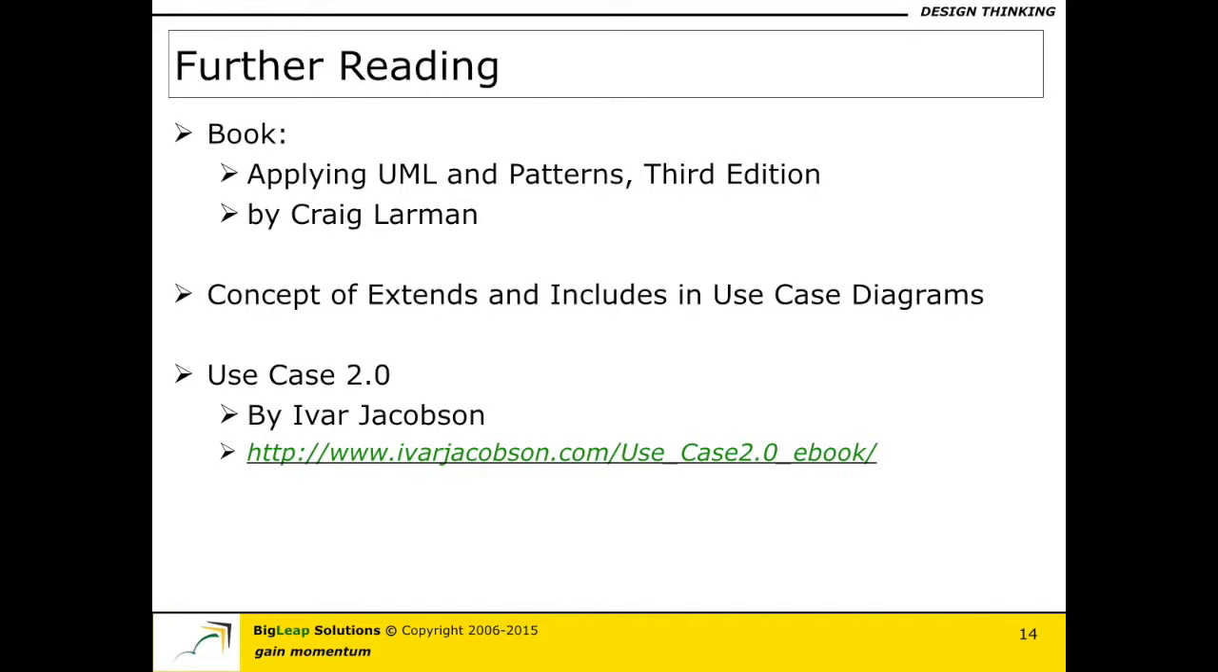Before I end this lecture, I also wanted to give you a slide on some further readings that you can follow up on. I've mentioned the Craig Larman book here. That's the one that I was referring to when I talked about the 4 tests. So that's a good read: Applying UML and Patterns, 3rd edition. And also take a look at Use Case 2.0 by Ivar Jacobson. That will give you a much better idea of how use cases still work and can still be used as part of any kind of agile methodologies that you might be following.